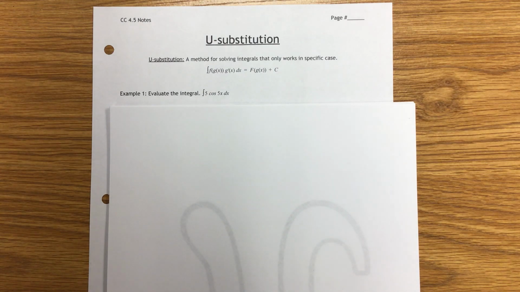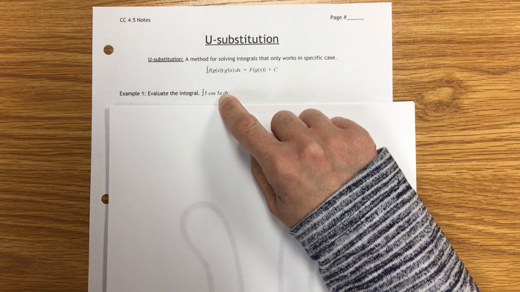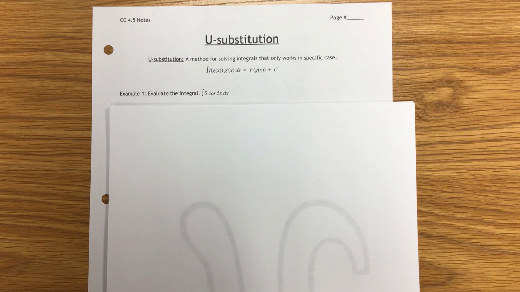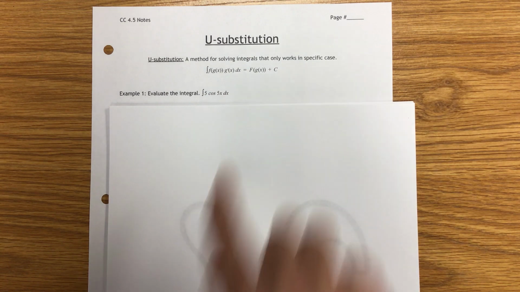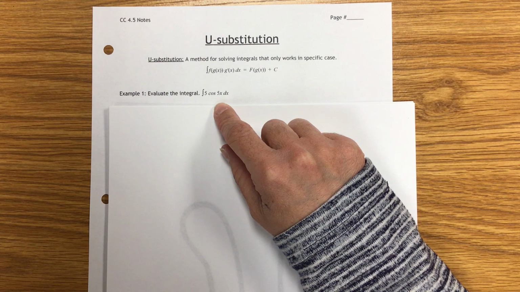Example 1 for U substitution. U substitution is a method of solving integrals that we haven't seen yet. All the integrals that we've been given have been simple enough that we've been able to solve them just using the antiderivative rule, which is add 1 to the exponent, divide by the new exponent, plus c, or the basic trig derivatives.